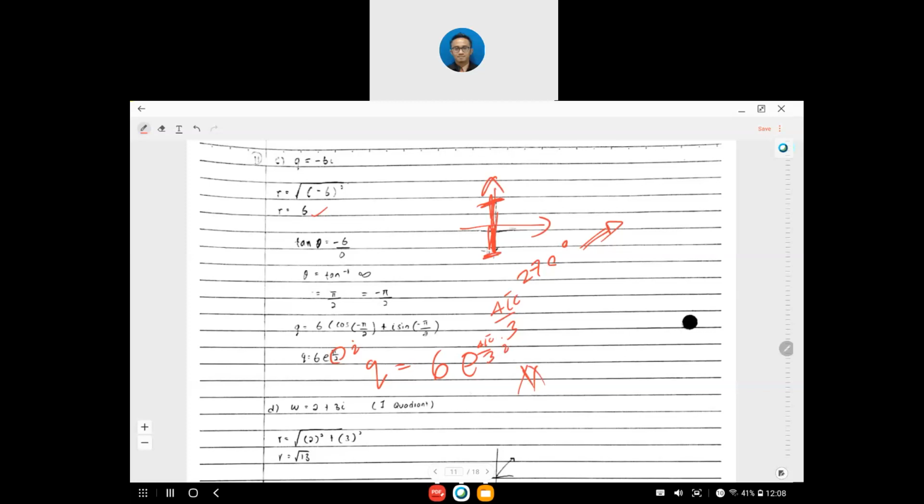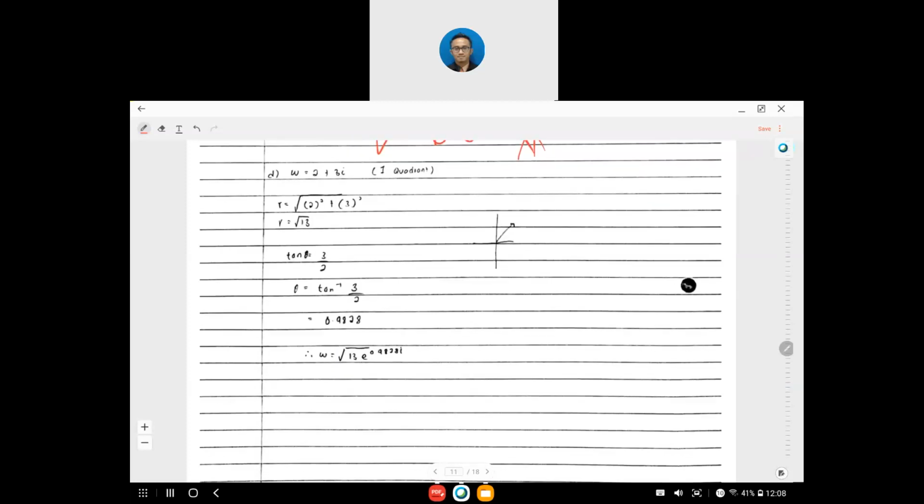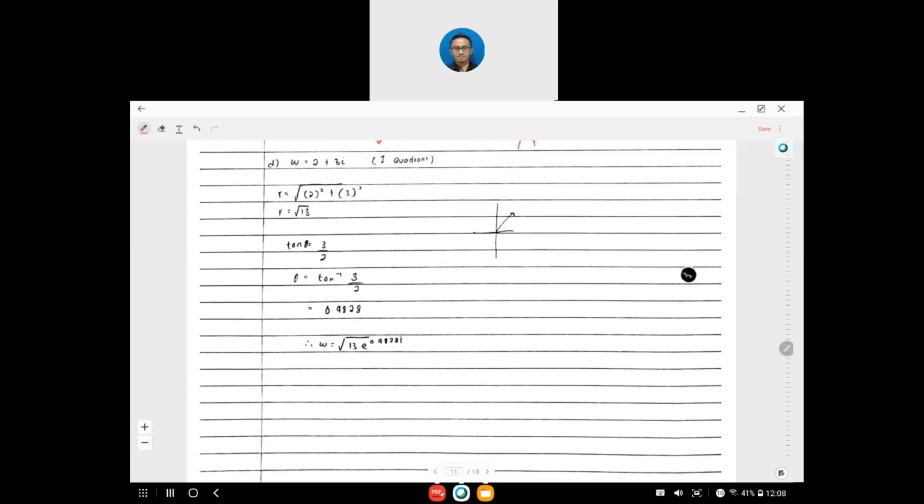Question D. W equal to 2 plus 3i. This one is also the same thing. First quadrant. So you can get root 13. Tangent equal to 0.9828. This one is direct, no problem. Don't overcomplicate it. That is the answer. Any problems? Question 11, can or not? Okay, easy.